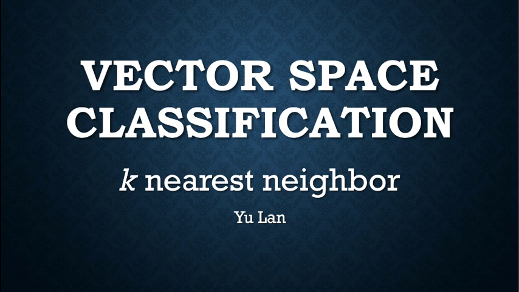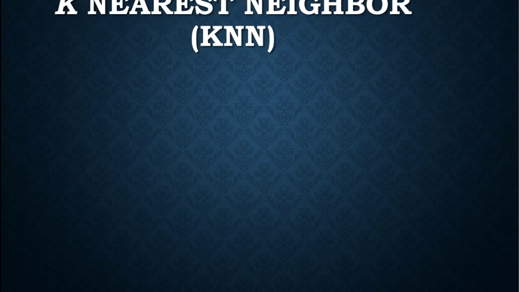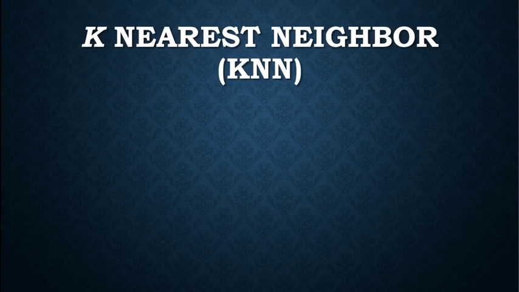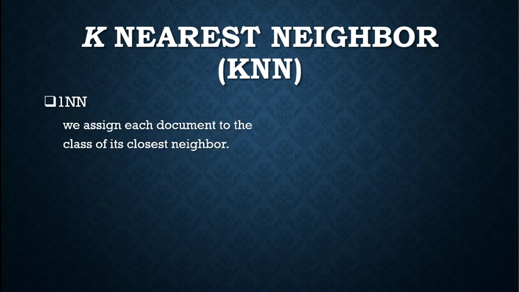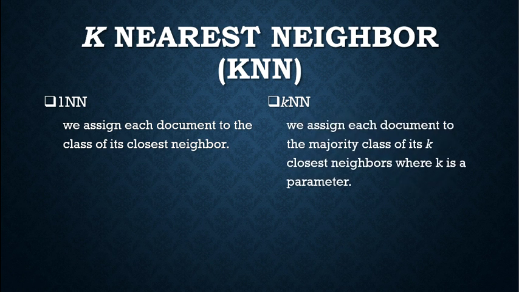In this video, I will introduce another classification method, k-nearest neighbors. K-nearest neighbor is also called KNN. Unlike Rocchio, KNN classification determines the decision boundary locally. When k is equal to 1, we call it 1NN. For 1NN, we assign each document to the class of its closest neighbor. For KNN, we assign each document to the majority class of its k closest neighbors, where k is a parameter.